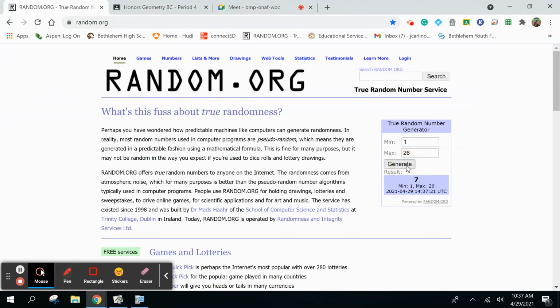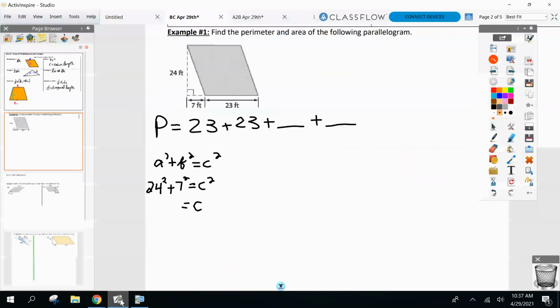Seven, when you get it, let me know. St. John, when you have it, let me know. C equals 25. There's the other two opposite sides, 25, 25. And we end up with a perimeter of 96.